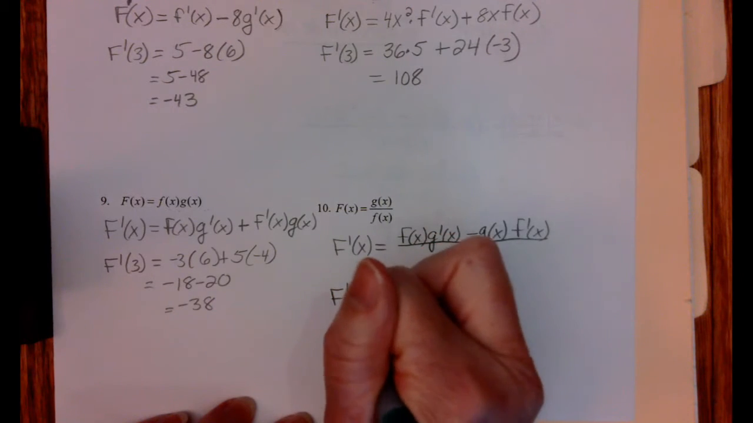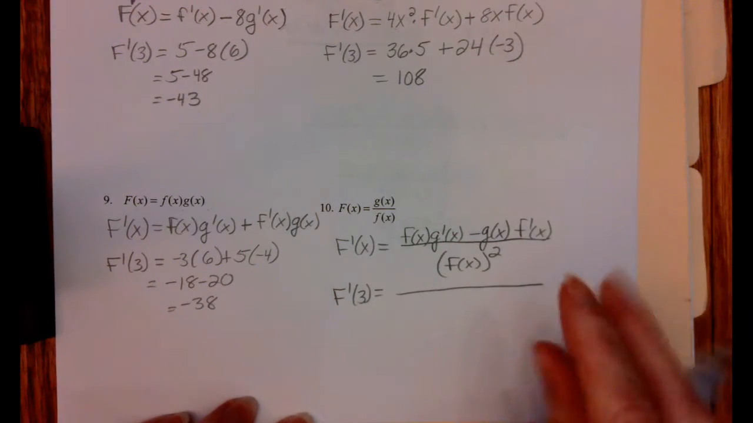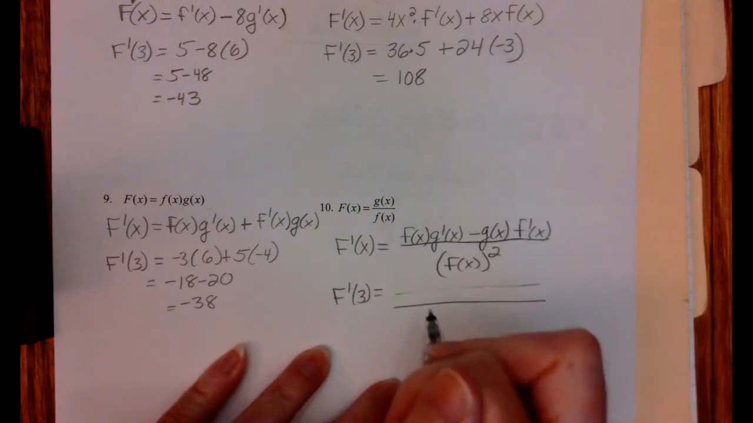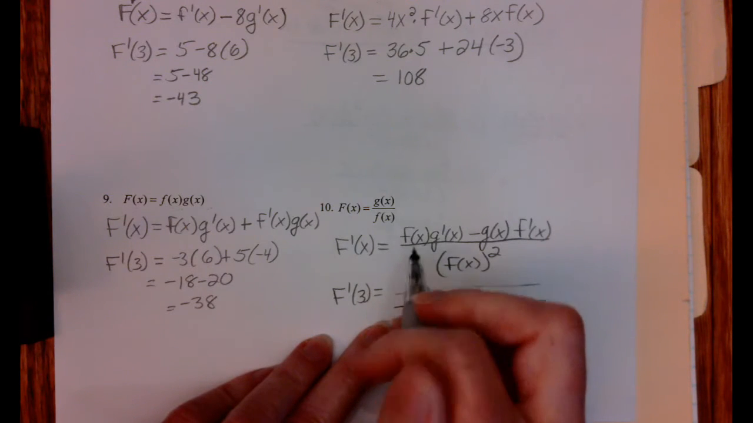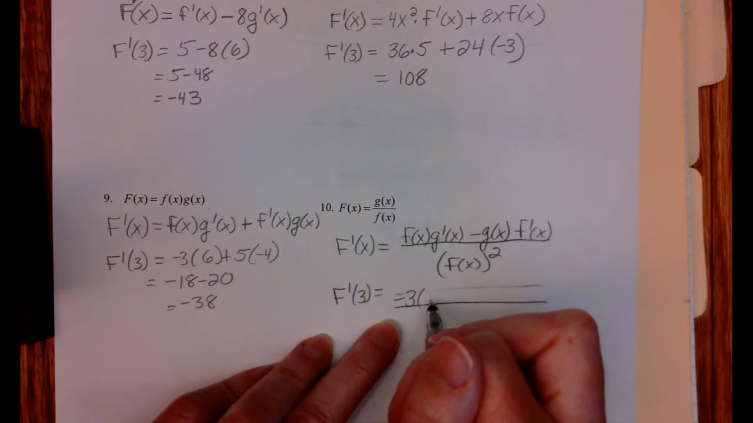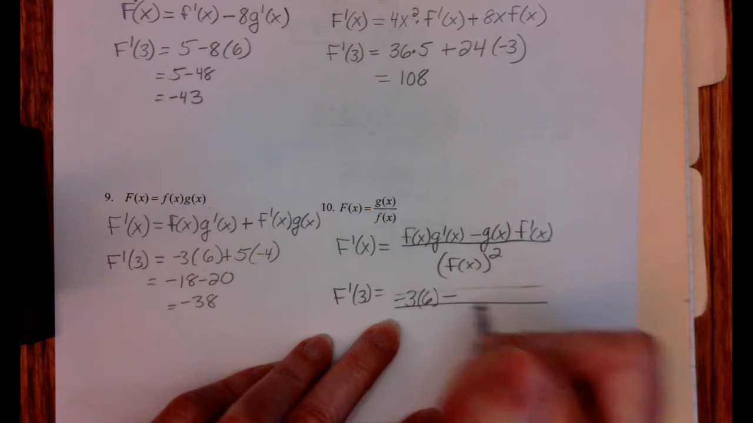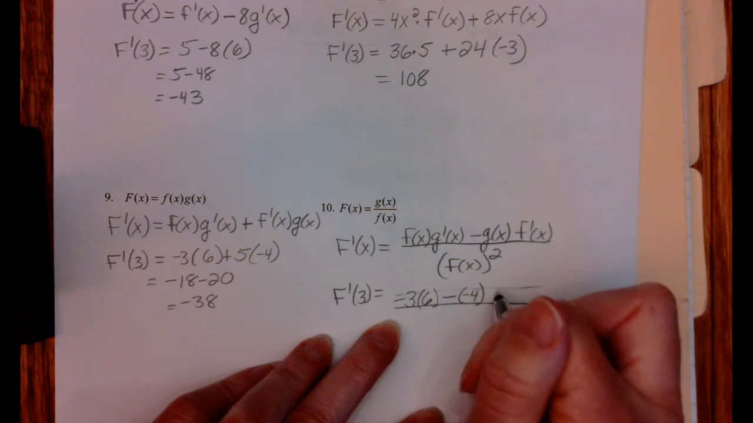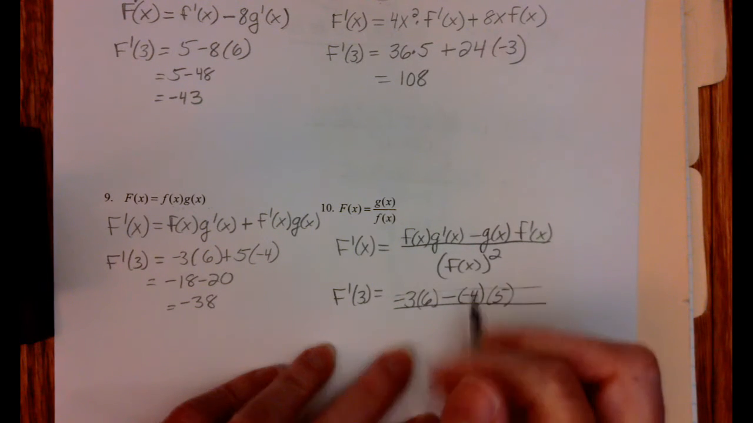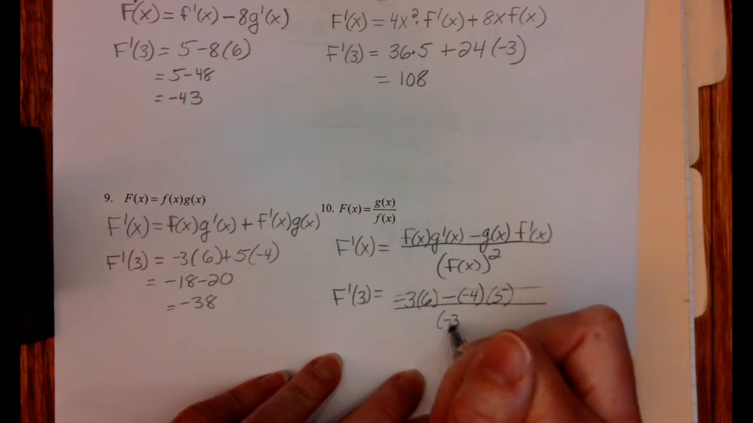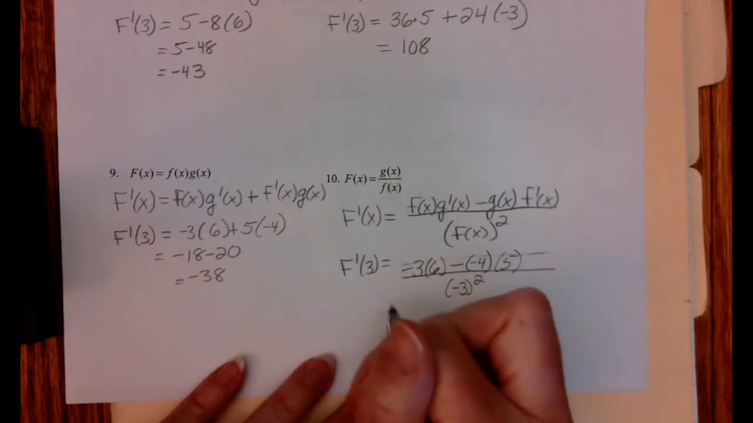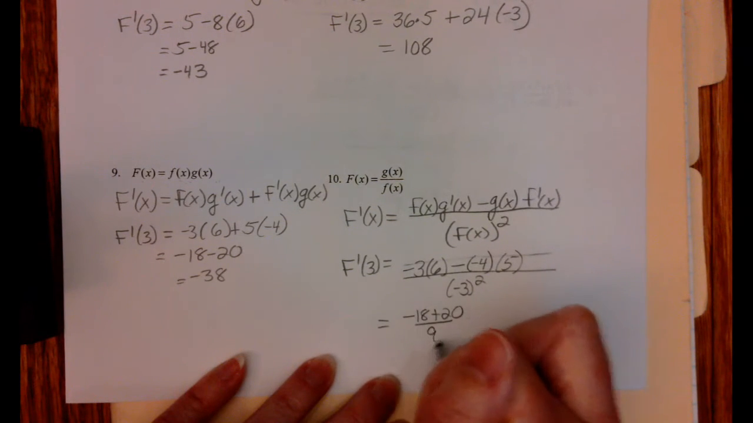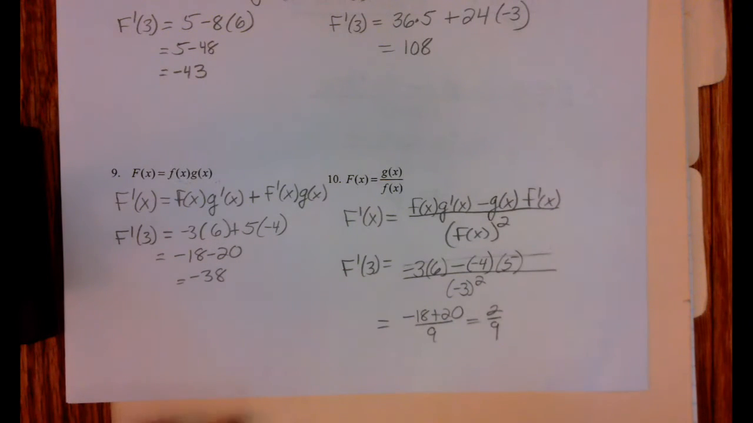F's derivative at 3. Now we can go and plug in. Oops, didn't leave a good amount of space there. Put it a little lower. So we have f at 3, which is negative 3, g prime at 3, which is 6, minus g at 3, which is negative 4, times f prime of 3, which is 5, over the f at 3, which is a negative 3, being squared. I end up with negative 18 plus 20 over 9, which becomes the quantity of 2/9.